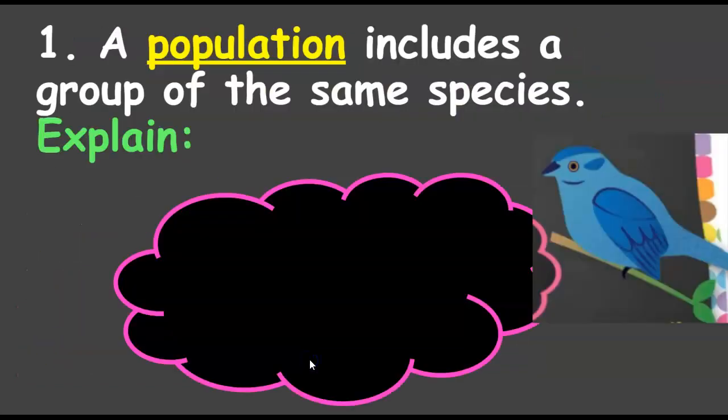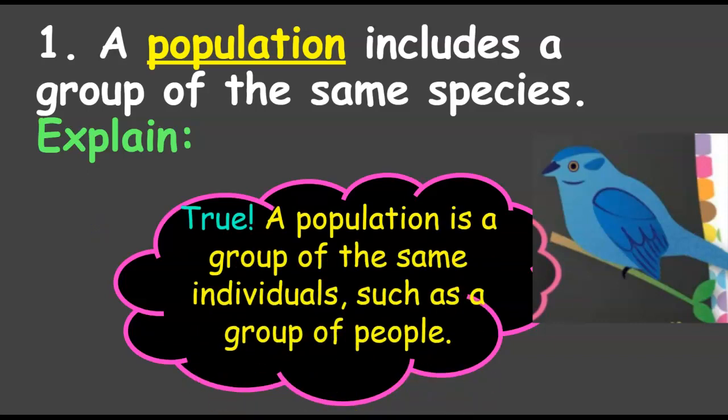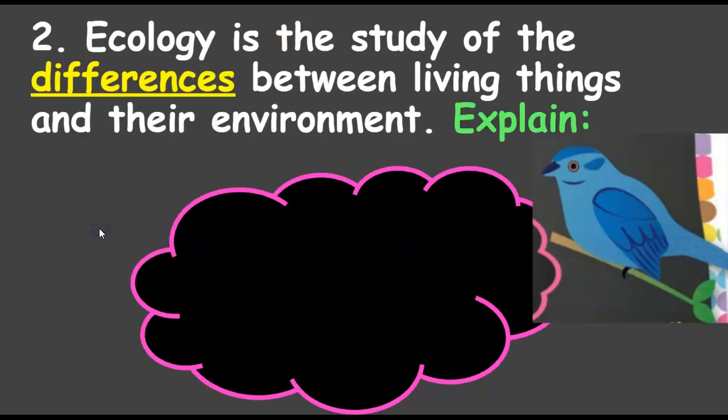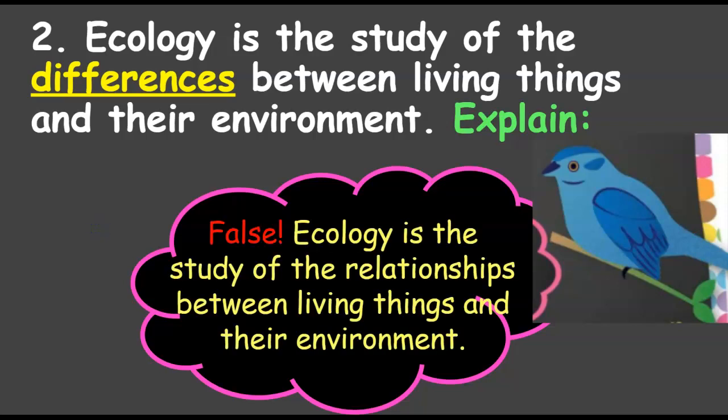All right, let's go back to the anticipation guide on the left-hand side. A population includes a group of the same species. True or false? This is absolutely true. Population is a group of the same individuals, such as a group of people, a group of deer, a group of turtles. All right, ecology is the study of the differences between living things in their environment. This one's false. It's not differences. It's the relationships between living things in the environment.